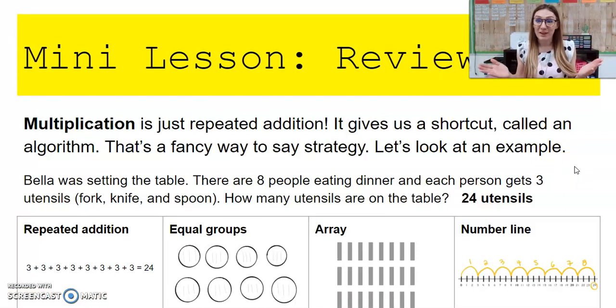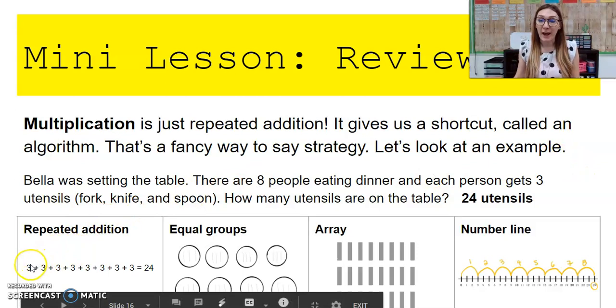It's just repeated addition. It gives us a shortcut called an algorithm. That's a fancy way to say strategy. Let's look at an example. Bella was setting the table. There are 8 people eating dinner and each person gets 3 utensils, a fork, a knife, and a spoon. How many utensils are on the table? So we could use repeated addition. We're going to add 3 8 times. So 1, 2, 3, 4, 5, 6, 7, 8 times. We're going to add that 3 and we would get 24 utensils.